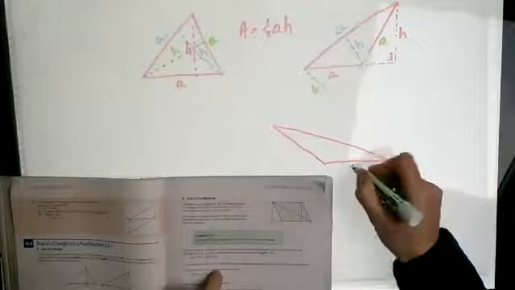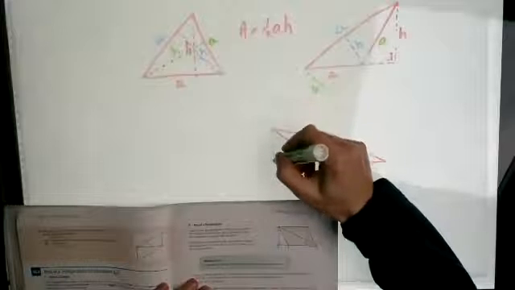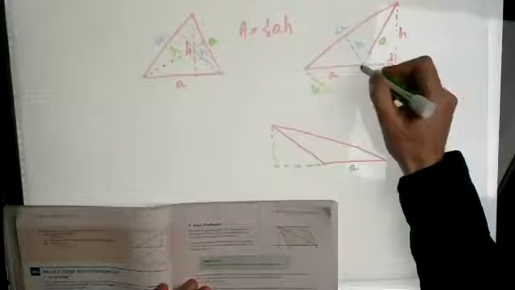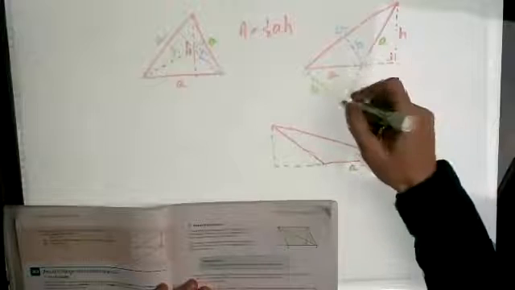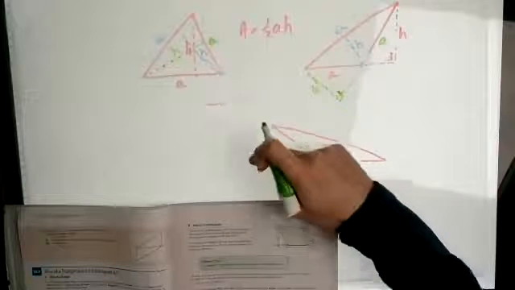Okay, take the base A and the perpendicular height, so that has to be 90 degrees. This should be 90 degrees, so this is the perpendicular height, and so it's the base by the perpendicular height.